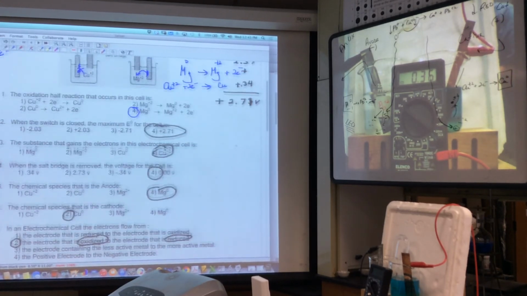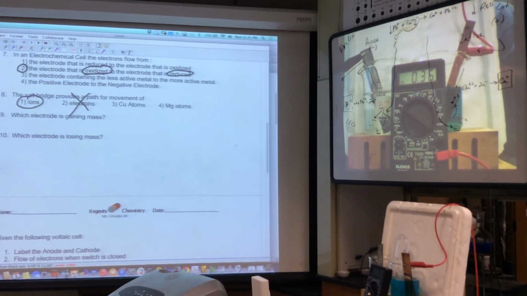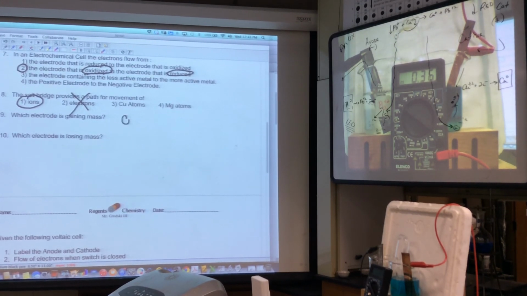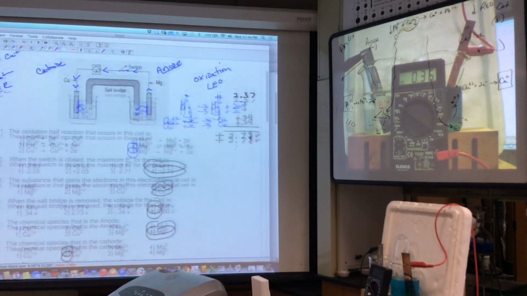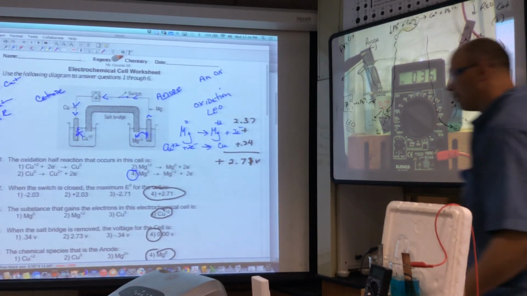Which one is gaining mass? The Cu is gaining mass, or you can say the cathode. Cathode is gaining mass because of reduction. Who's losing mass? Mg, or the anode, always. And if you're not sure, party people, go to your half reactions.